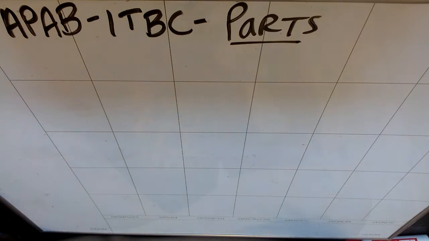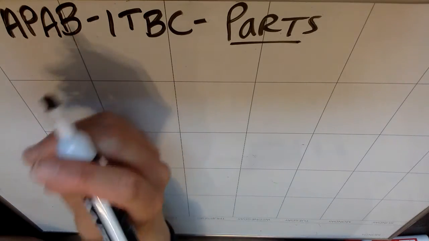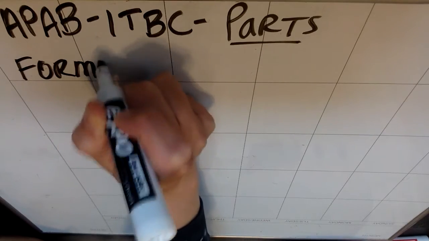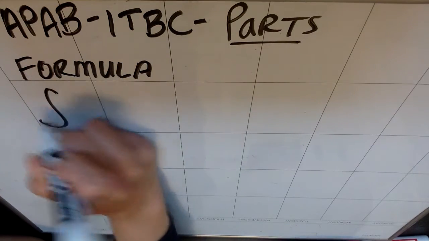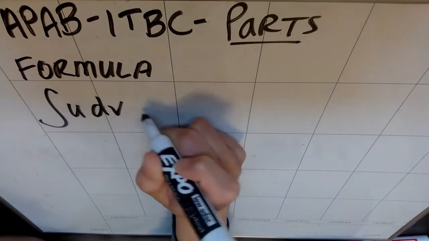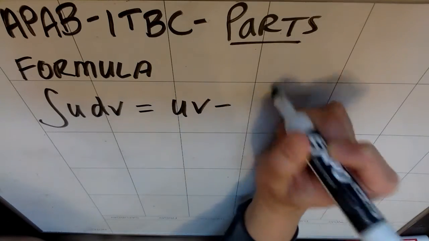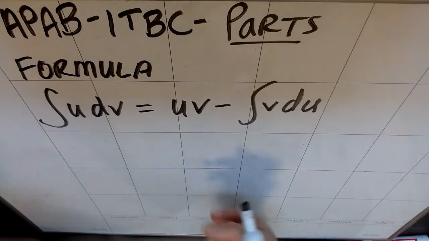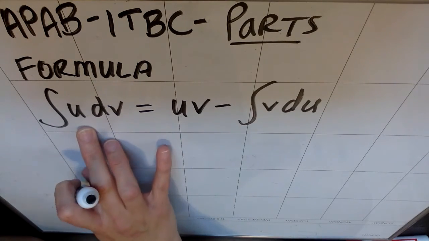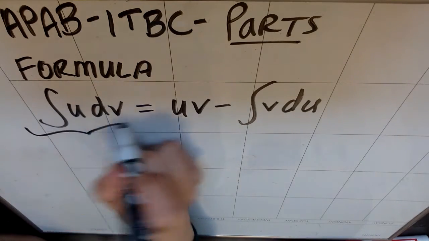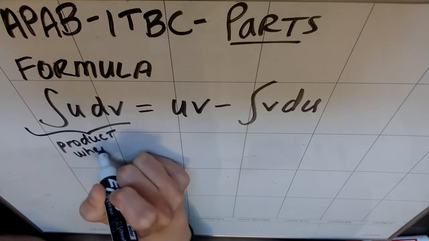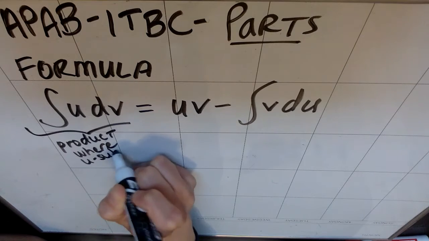So let's start with the formula, and then I'll show you where it came from. The formula for integrating by parts is you integrate u dv, and it ends up being uv minus the integral of v du. What's important here is to notice that you're looking at a product, and the big hint is that you have some product where u sub won't work.